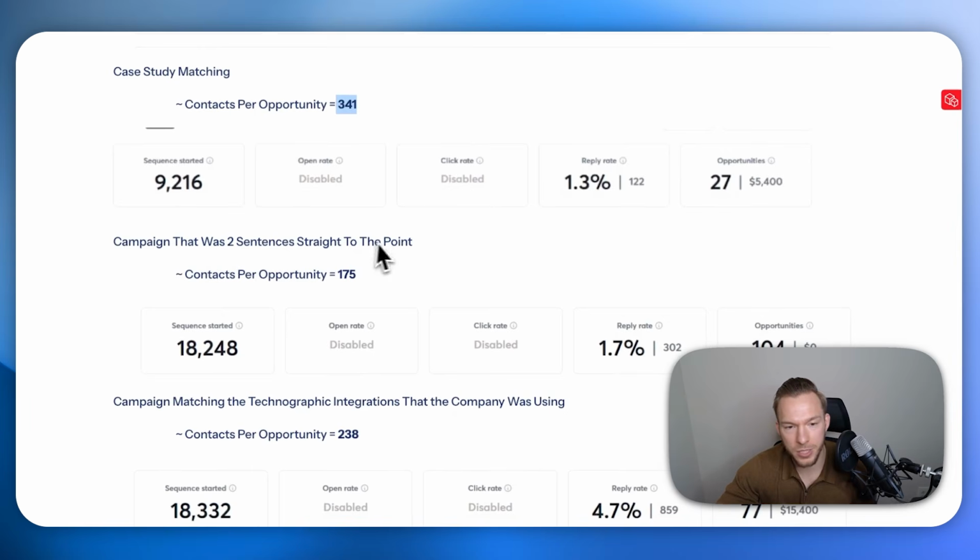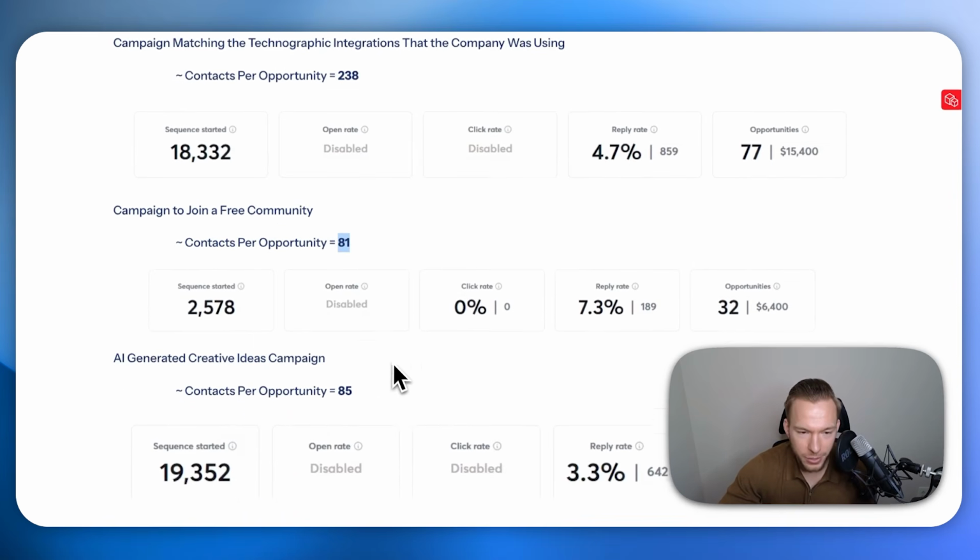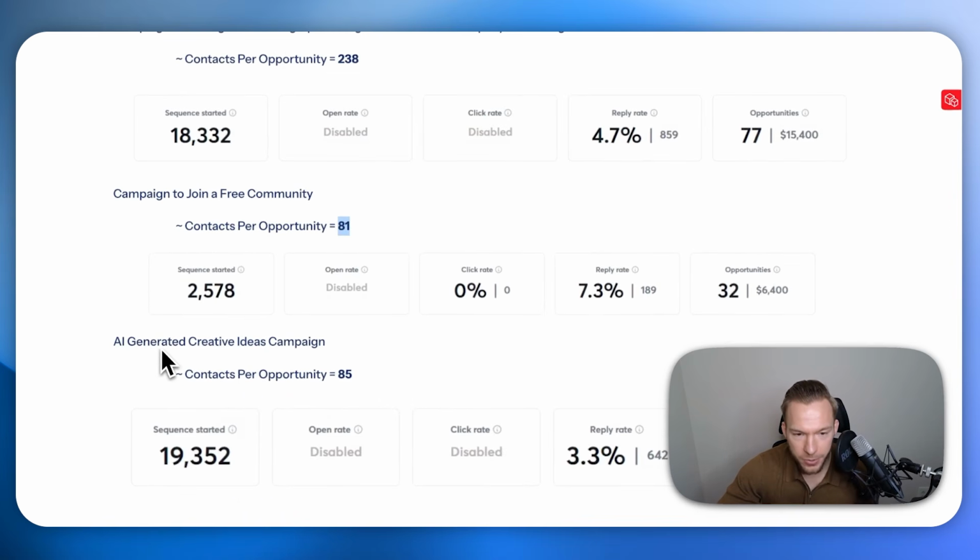A campaign that was 2 sentences straight to the point, 175. Not bad. Keep those emails short, right? Campaign matching technographics, 238. Campaign to join a free community, 81 contacts. This is to join a free community. Look at this though. Our AI-generated Creative Ideas campaign, contacts per opportunity, 85.